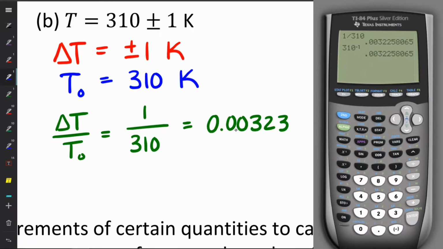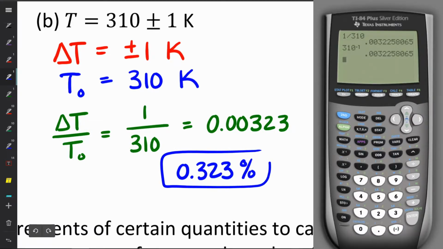And we can find the percent error. If we move the decimal place 2 spaces over, multiply by 100, we get 0.323%. This is a very precise measurement. There's very little uncertainty because it's only 1 Kelvin compared with 310 as the measurement. So this is a very, very precise, or low amount of uncertainty.